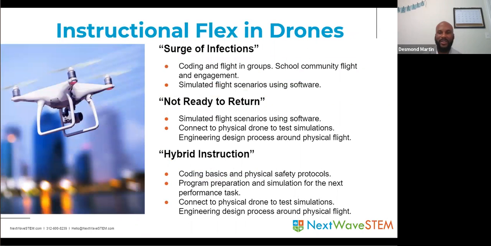So let's talk a little bit about what we mean by instructional flex by looking at this example in drones. In a situation where we might have a surge of infections, that means that we're teaching at school first. For our drones course, students are going to be coding and flying in groups, working together, collaborating, and operating their physical drones in a safe and ethical way. They're going to be coding, building, dragging and dropping their code, refining it, debugging it, and going through actual flight scenarios and simulated flight scenarios in the course of their flights at school.